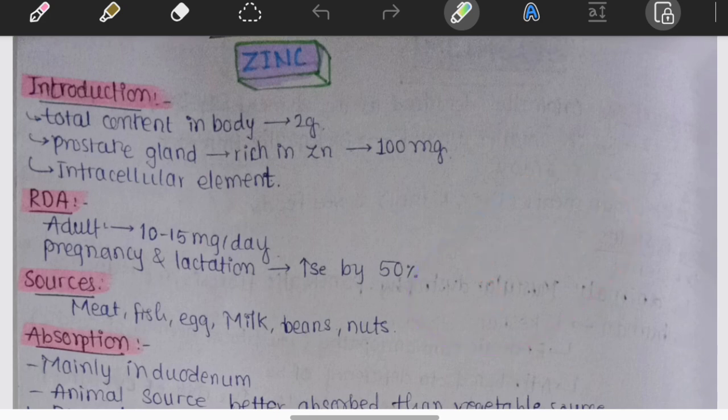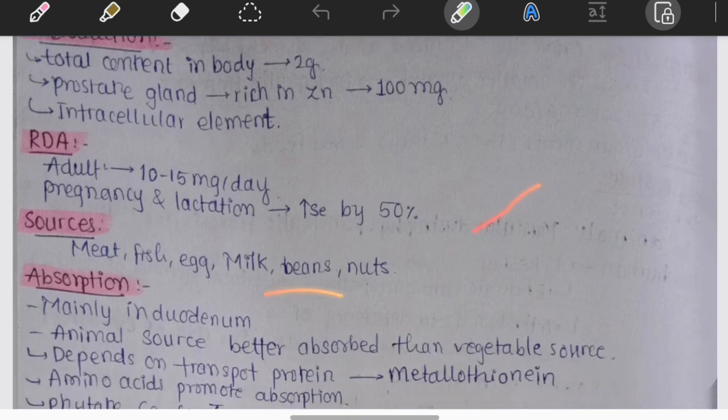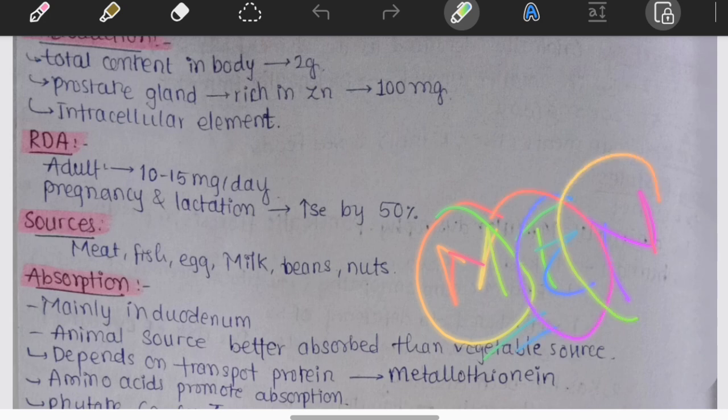Now let's talk about where zinc comes from. The richest dietary sources include meat, fish, eggs, milk, beans, and nuts. Here's an important observation: animal foods generally provide better absorbable zinc than plant foods. Why? We will understand that while discussing absorption. Here's one remembering trick: the word MEN brings nutrition. M means meat, E means eggs, N means nuts. Then add fish, milk, beans. Simple and easy to recall.